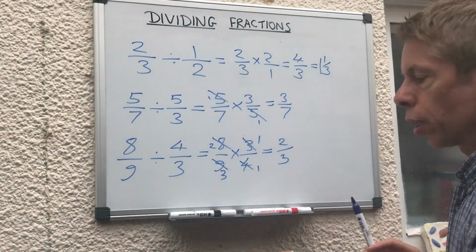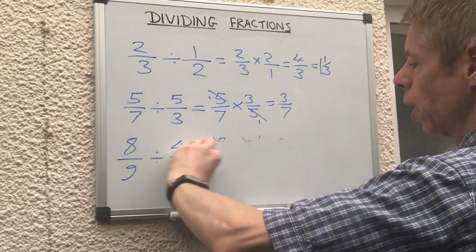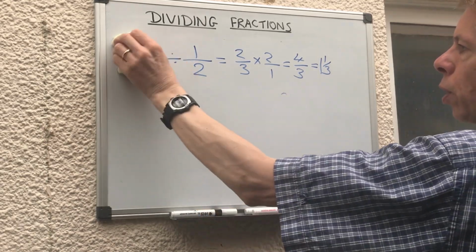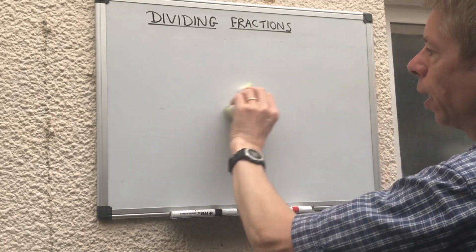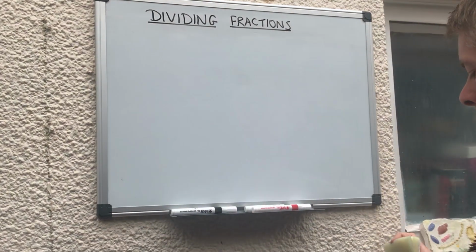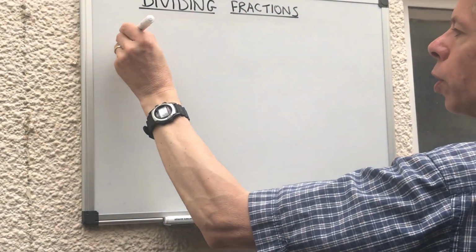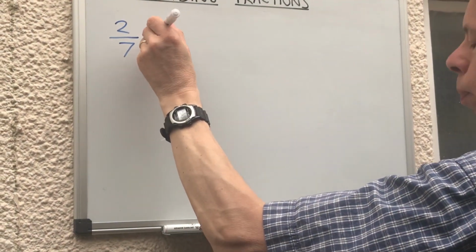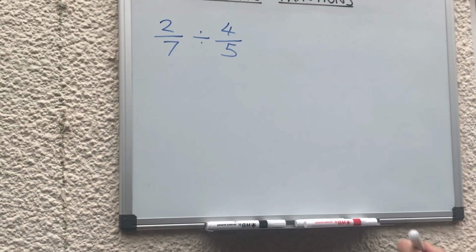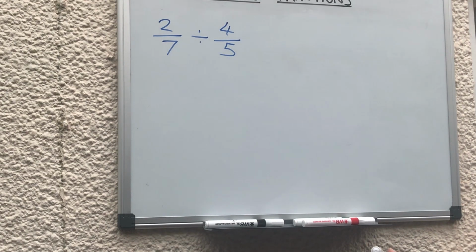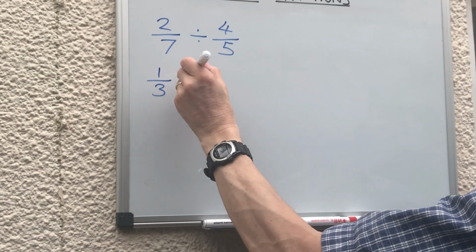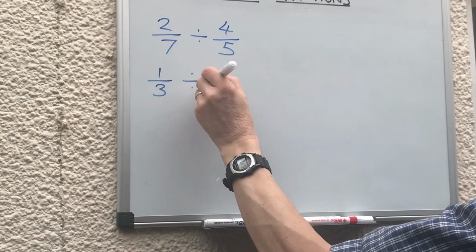Okay, make sure you get your pen or pencil and paper ready to do your 4 practice questions. So let's see if you've got dividing fractions licked. Right, so first question, 2/7 divided by 4/5. So you can start doing this question while I write the other questions up on the board. Next question, 1/4 divided by 1/3.